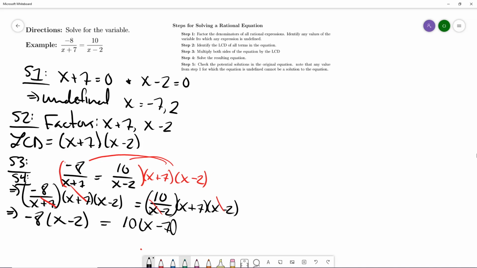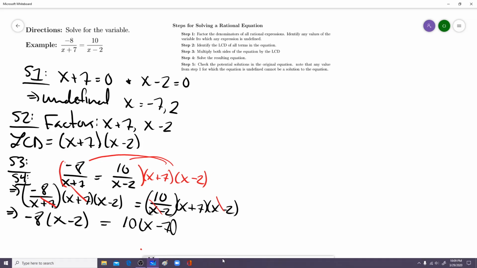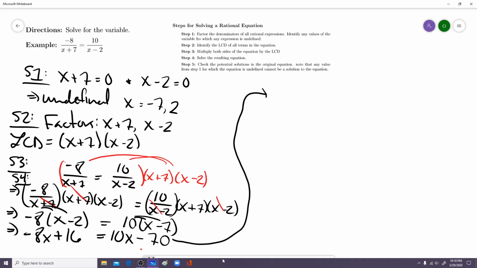Let me go back. Oops, there you go. Right? And so now, how do we solve? We're just going to solve like normal. So I have to distribute this negative 8. So I get negative 8x, and then negative 8 times negative 2, that is positive 16. Over here, we're going to distribute as well. So 10 times x is 10x. 10 times negative 7 is negative 70. And then I'm running out of space, so I'm going to bring my work all the way back to the top. Right. So if I solve, I'm going to add 8x to both sides.